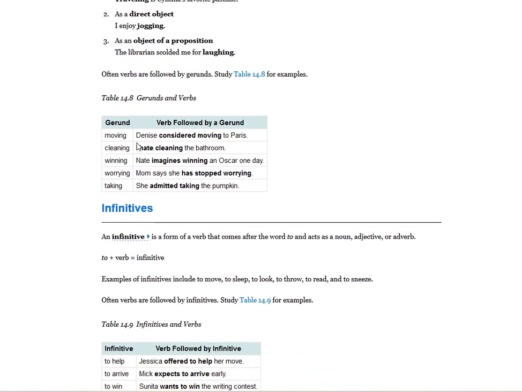And so all of these words are gerunds. Denise considered moving to Paris. I hate cleaning the bathroom. Nate imagines winning an Oscar. Mom says she has stopped worrying.